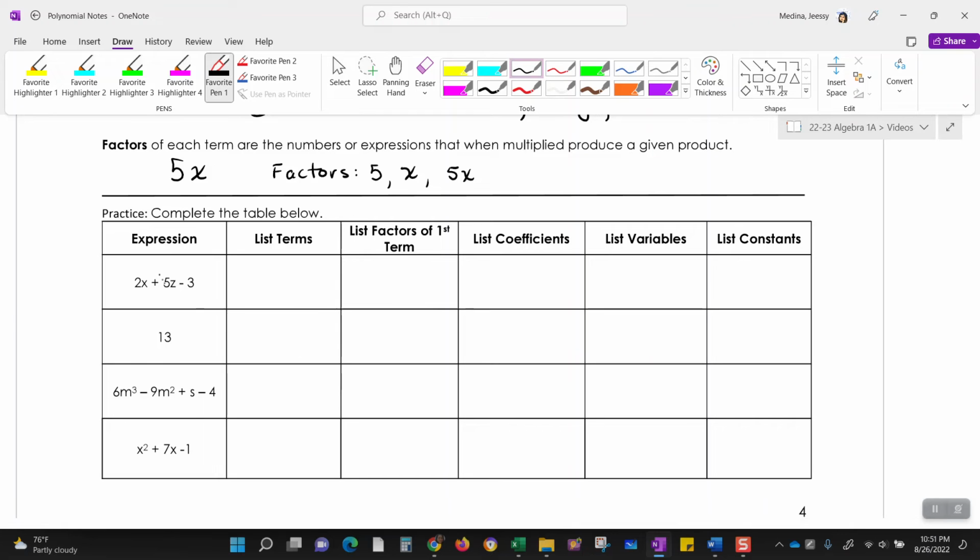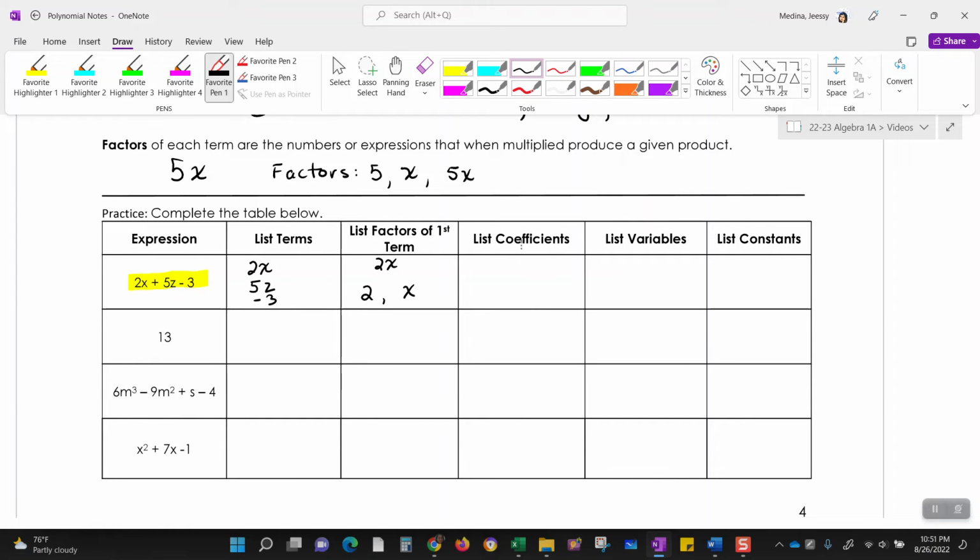So looking at the first expression, which says 2x plus 5z minus 3. We want to list the terms. Remember, the terms are the ones that are separated by plus or minuses. So the terms are 2x, 5z, and -3. We want to list the factors of the first term. Well, the first term is 2x. And what are the factors? The factor is 2, and the other factor is x, because when you multiply them, you get 2x.